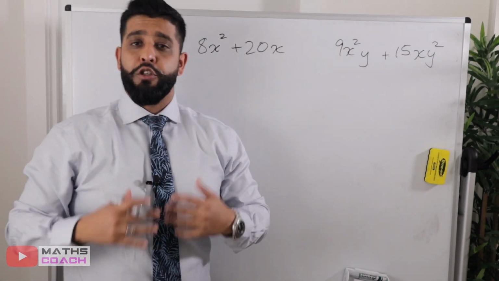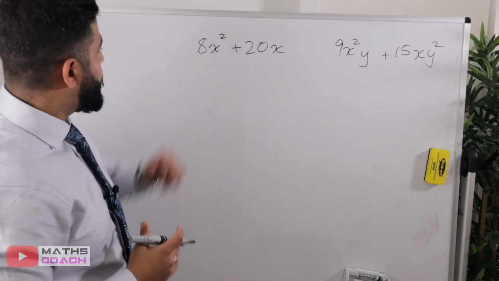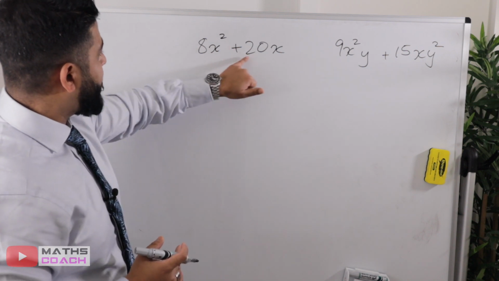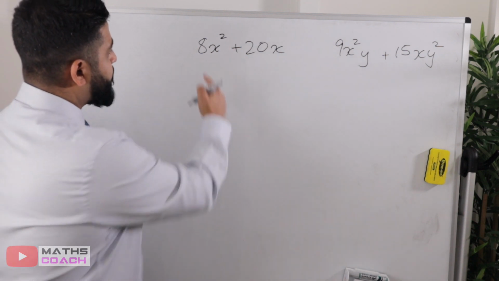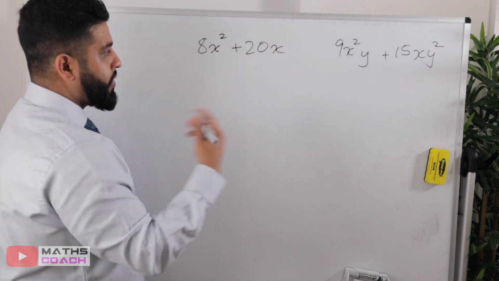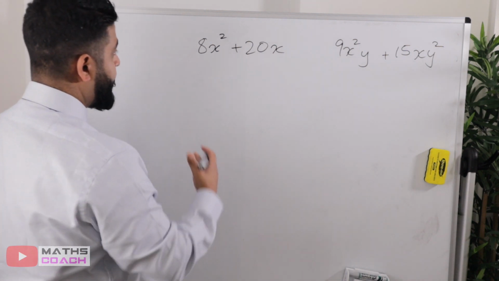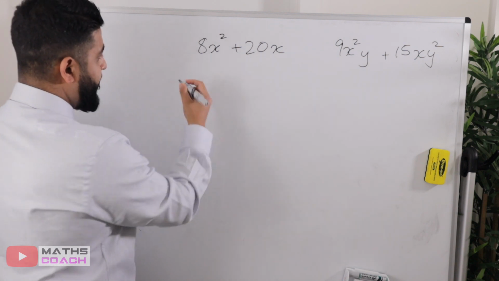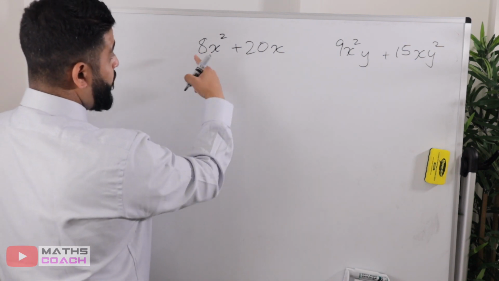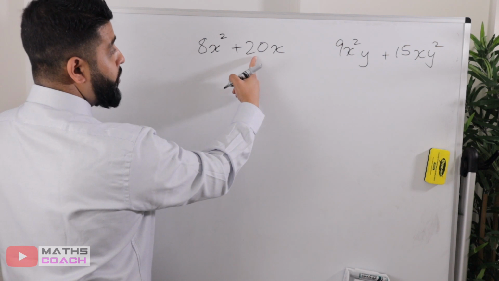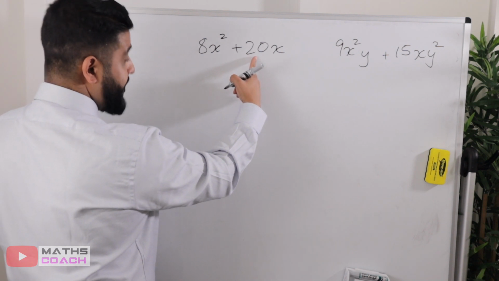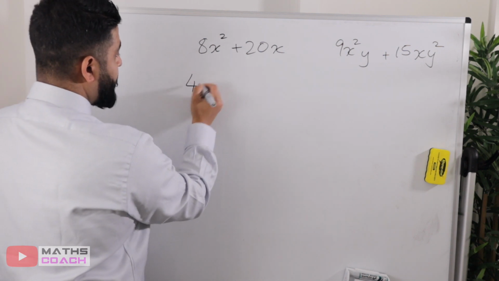All right. So next on to these two, we've got 8x squared plus 20x, right? So between the two numbers, what's the highest number that goes into both 8 and 20, all right? So 4 comes to mind. So 4 goes into 8 twice and 4 goes into 20 5 times. So we can take out a 4.